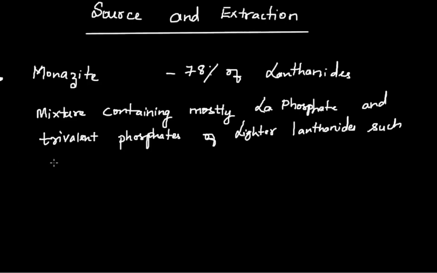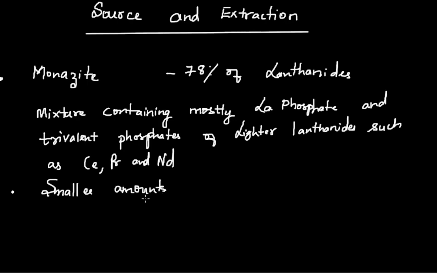such as cerium, praseodymium and neodymium. Okay. So it also accounts for smaller amounts of yttrium and the heavier lanthanides and thorium phosphate.